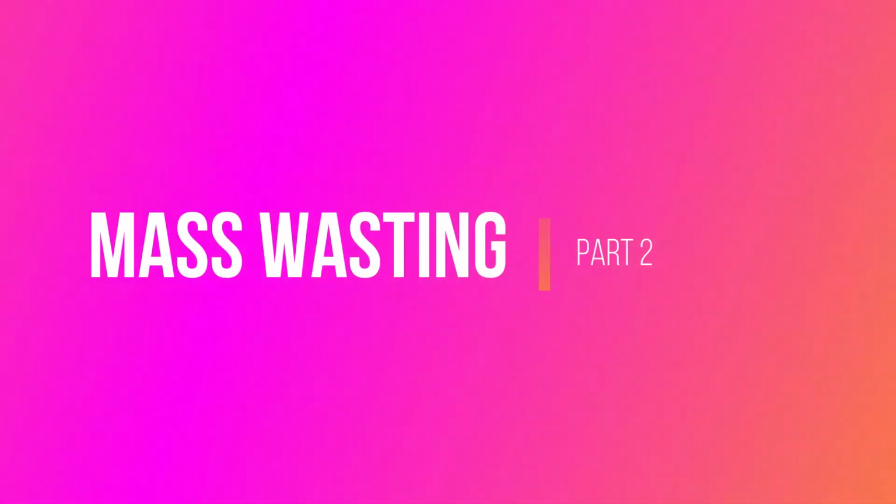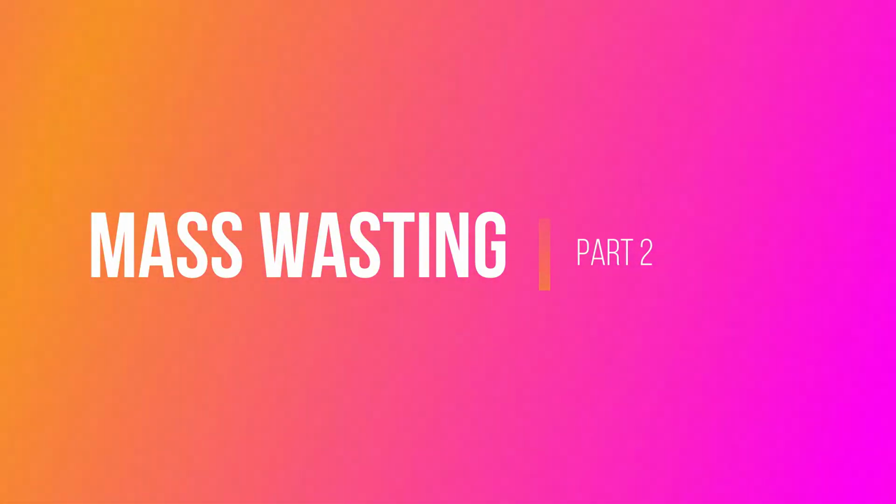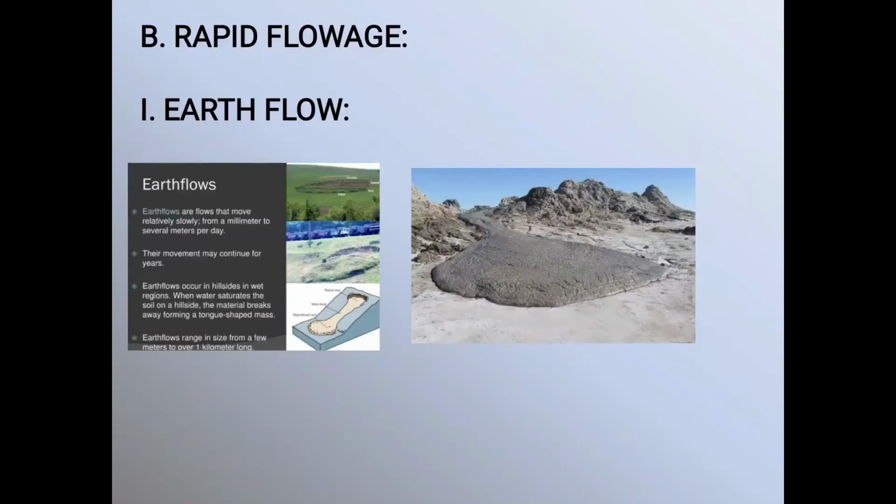Now, B part is rapid flowage. In that, number one is earth flow. The rapid movements of water, land and soil material down a slope is known as earth flow.